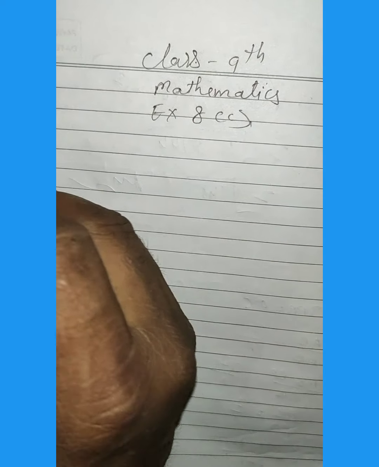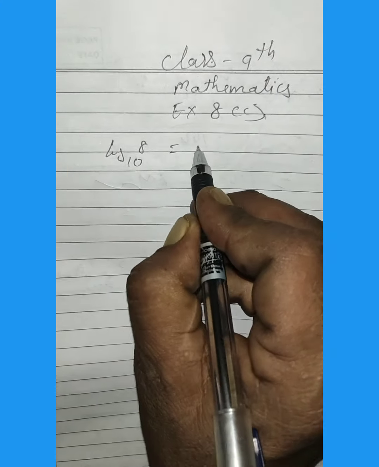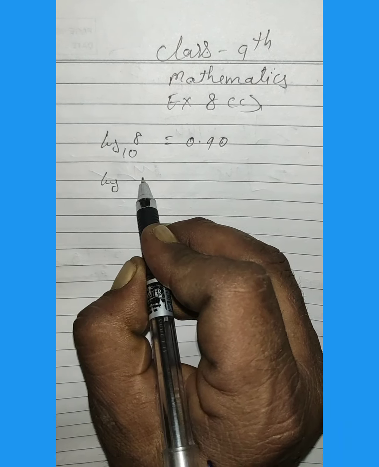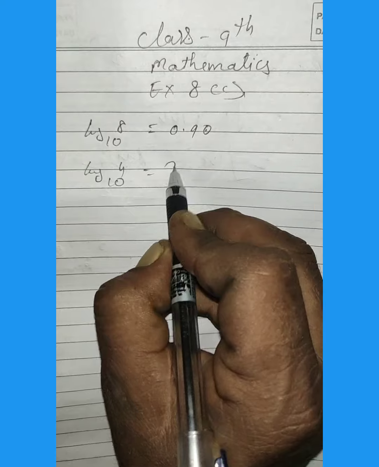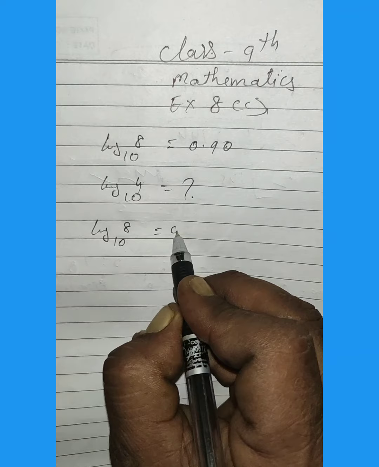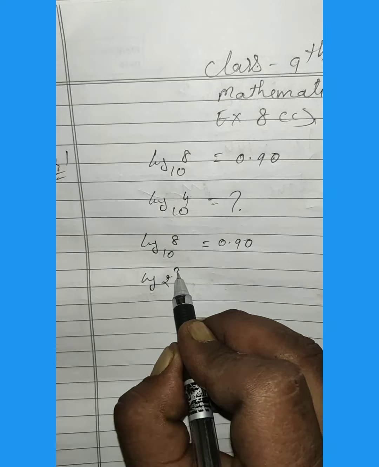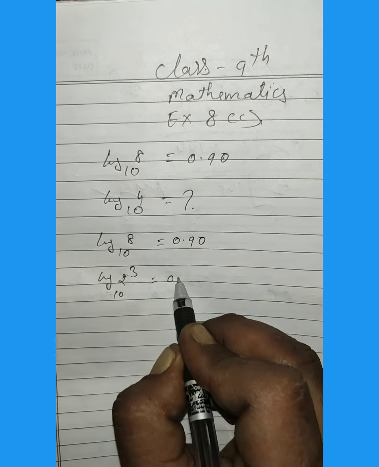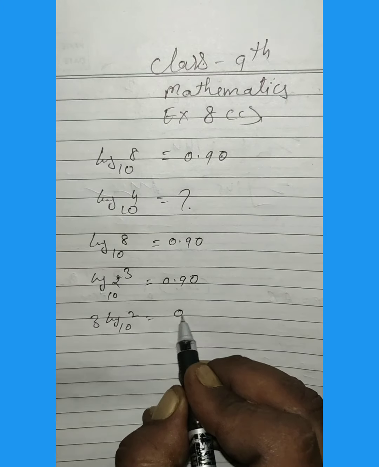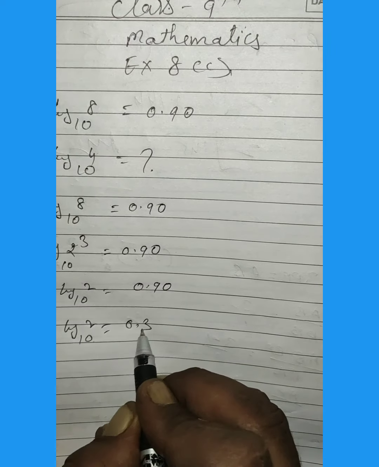Its first question is that if log 8 base 10 is equal to 0.90, then find the value of log 4 base 10. First of all, log 8 base 10 is equal to 0.90. Log 2 cube base 10 is equal to 0.9. Then 3 log 2 base 10 is equal to 0.90. Then log 2 base 10 is equal to 0.30.